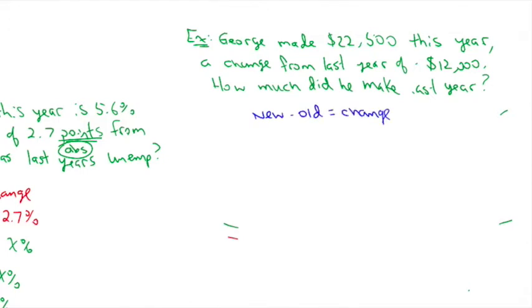And what's the new value here? The 22,500. The old value? X. How much did he make last year? X. I have no clue how much he made last year. I just know that it was a $12,000 change. Now the change is negative 12,000. I thought I told you not to answer me anymore.